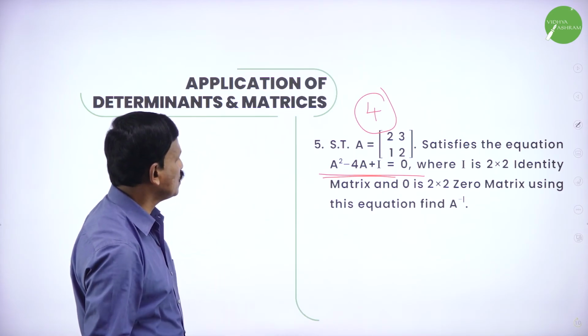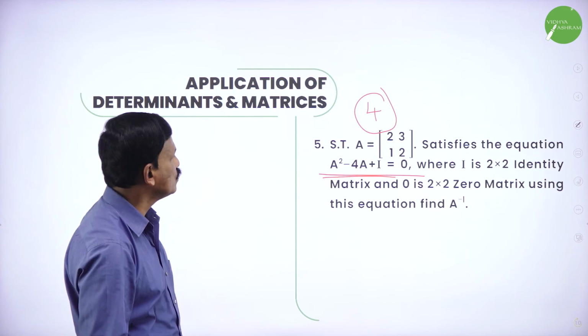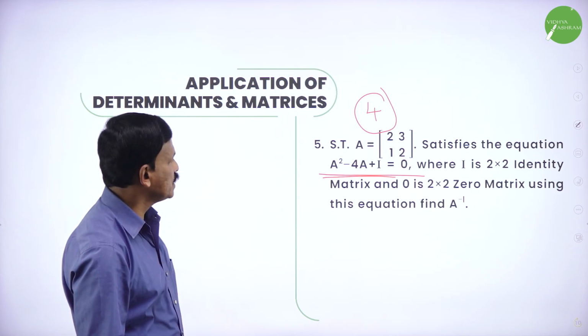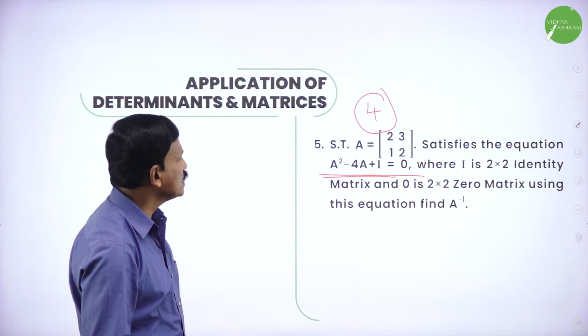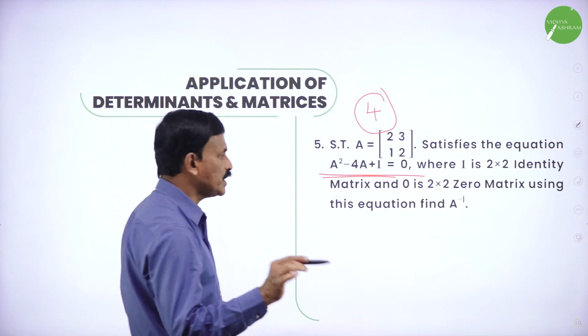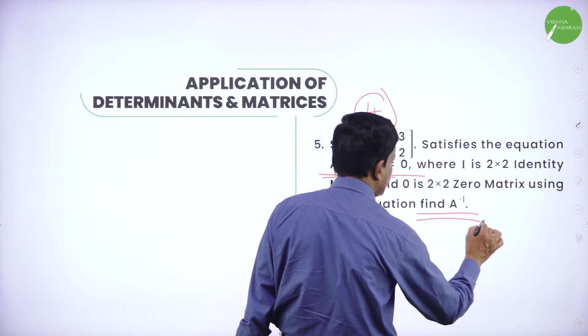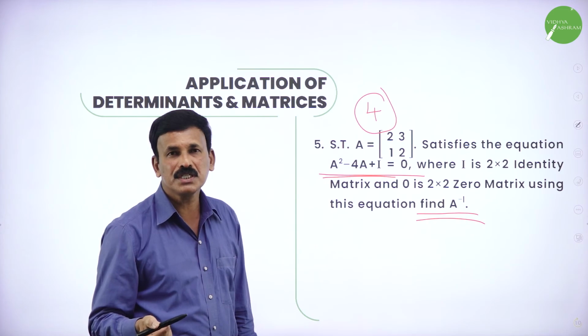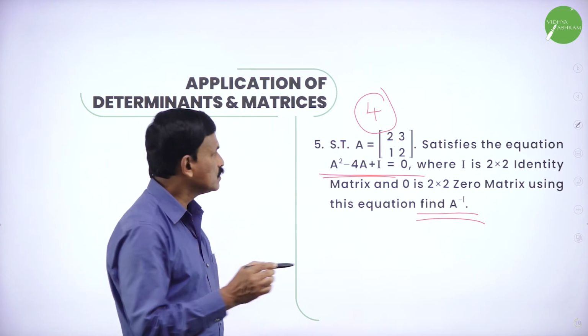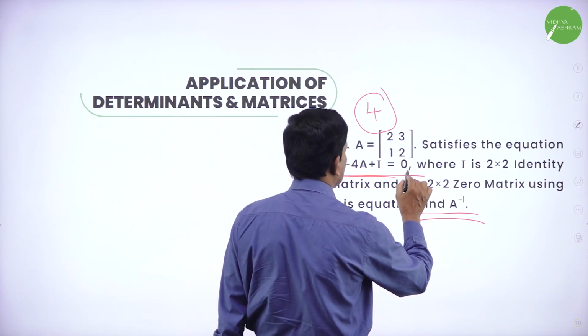This satisfies A square minus 4A plus I is equal to 0, where I is a 2 cross 2 identity matrix and 0 is a 2 cross 2 zero matrix. Using this equation, find A inverse. They ask to find A inverse. So for A inverse, what will we do? 1 over determinant into adjoint of A. That is not the method here. Using this is called the Cayley-Hamilton theorem.